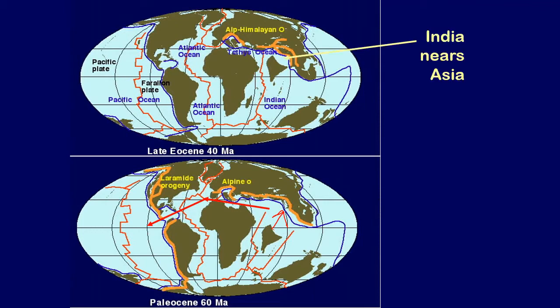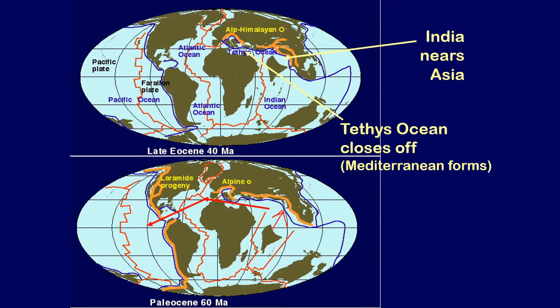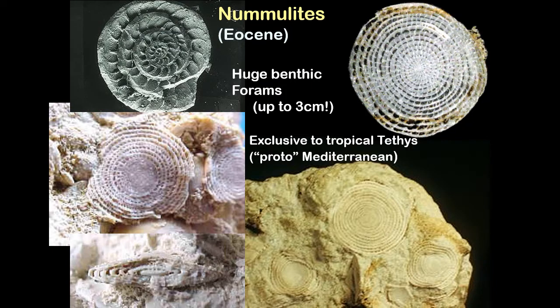Okay. As India nears Asia, we start seeing drastic changes in climate in this kind of western hemisphere. And as we close off the Mediterranean, we start seeing a very big change in the type of fossils we have being deposited there as well. So this is Nummulites. It's a fossil we've looked at in lab. This is a benthic foraminifer. Remember, forams are usually the size of a grain of sand. It's an amoeba that grew a calcium carbonate shell.